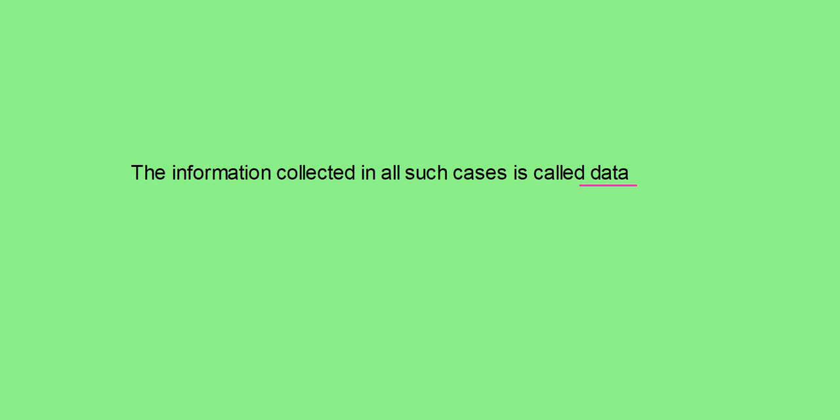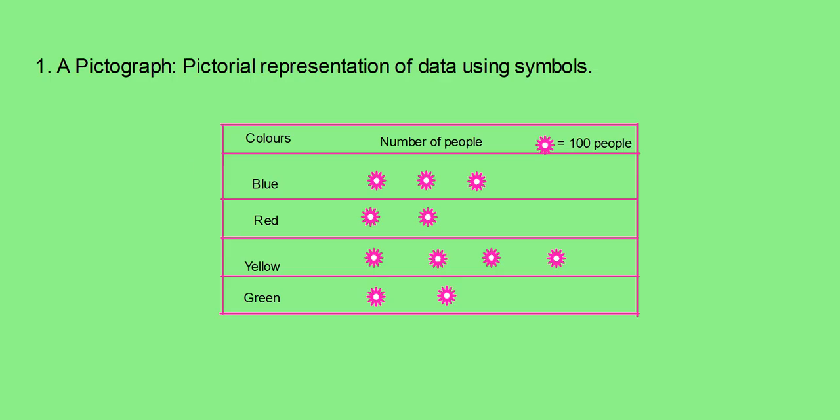The collected data we can represent in many ways. The first one we learned is a pictogram. Look here. It is a representation of data using symbols. Here, one symbol represents 100 people. This pictogram represents the favorite color of some people in a particular area. Blue color represents 3 symbols, that is 300 people.